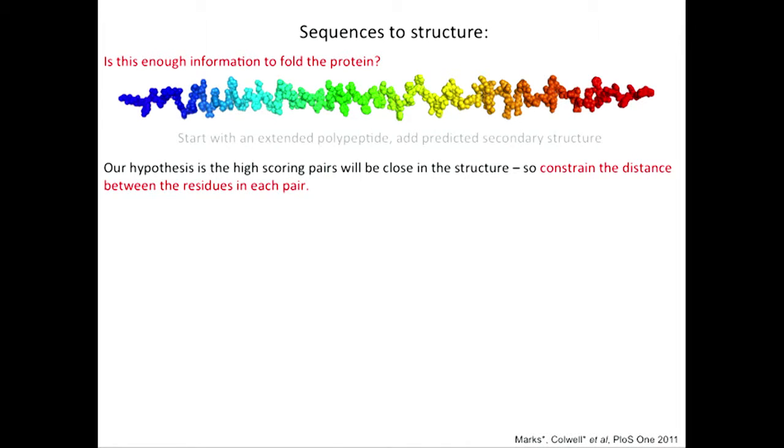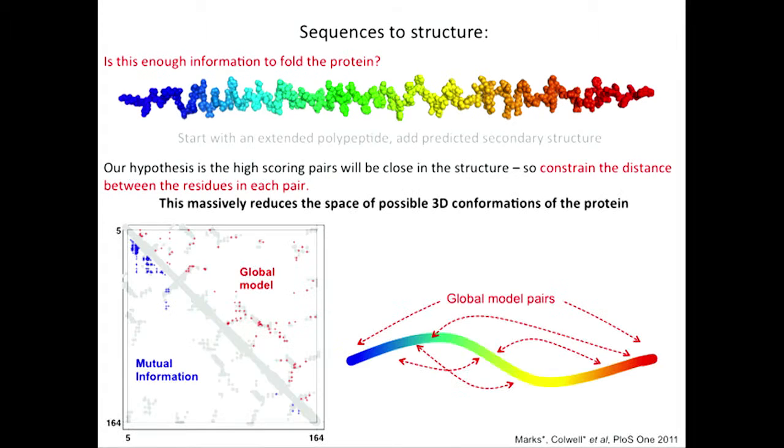And so literally we're going to start with this extended polypeptide chain, and then we're going to constrain the distance between the residues in each high-scoring pair. So literally we're going to say that every pair of sequence positions that has a high score, those amino acids will be less than, say, 7 angstroms apart in 3D space. Okay? And then we'll use this technique called distance geometry to basically find 3D configurations that satisfy this set of constraints.